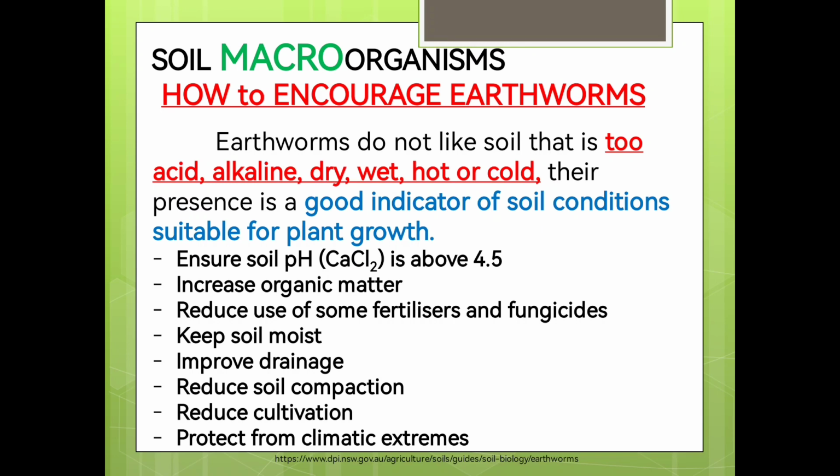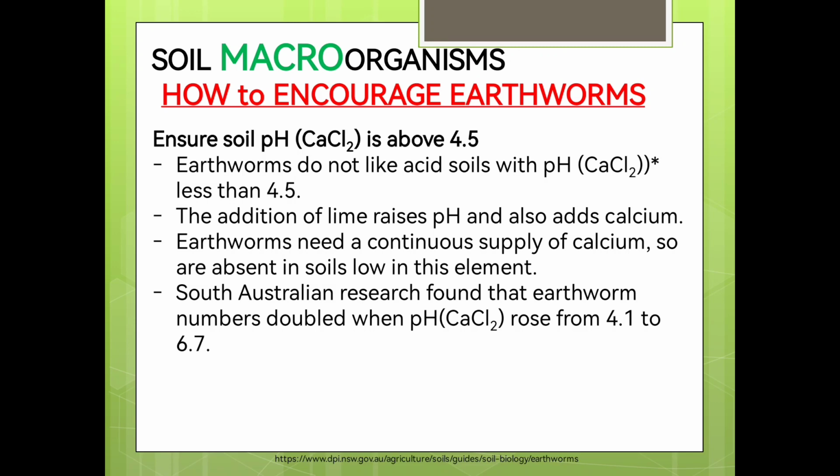Improve the drainage, reduce soil compaction, reduce cultivation kasi every time we cultivate the soil, pag binubungkal natin yung lupa, unknowingly, natatamaan natin yung mga earthworms na nasa lupa. And protect from climatic extremes. When we say climatic extremes, masyadong mainit, masyadong basa yung lupa. Masyadong malamig din, isa din yan sa climatic extreme. So how do we do that?